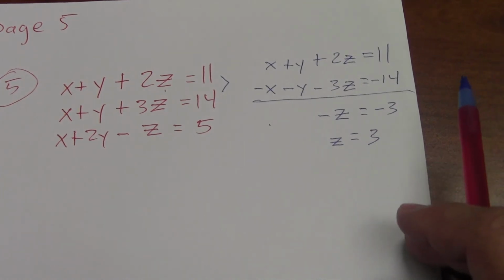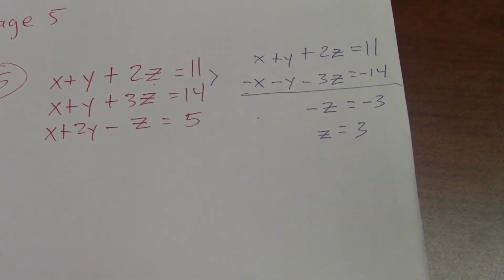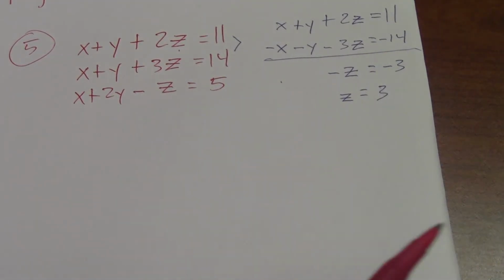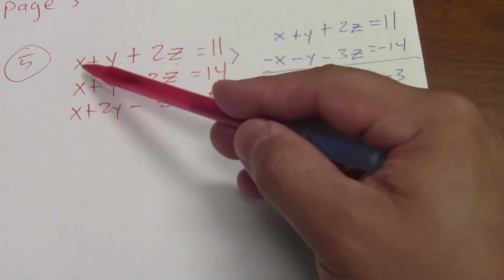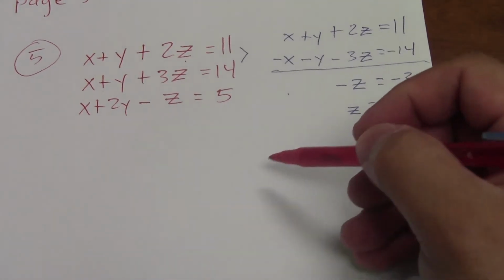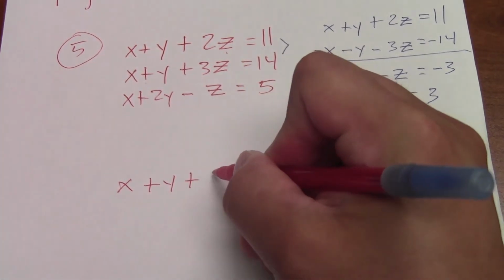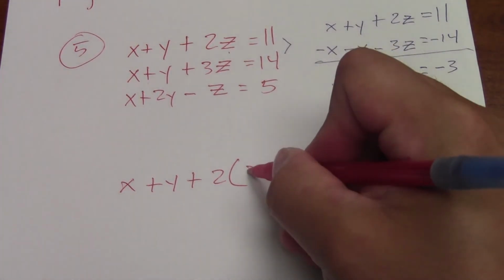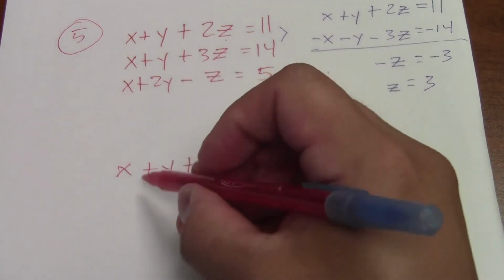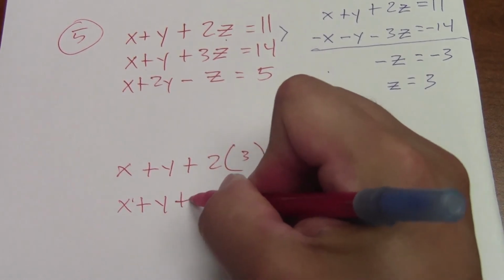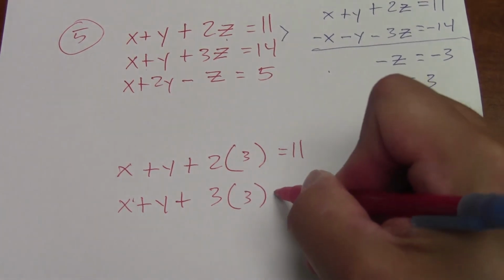So next thing I'm going to do is plug this number into these guys, and then it basically turns into x and y's. That's what I'm going to do. All right, so let's try. X plus y plus 2 times z, which is 3, equals 11. And over here, x plus y plus 3z equals 14.